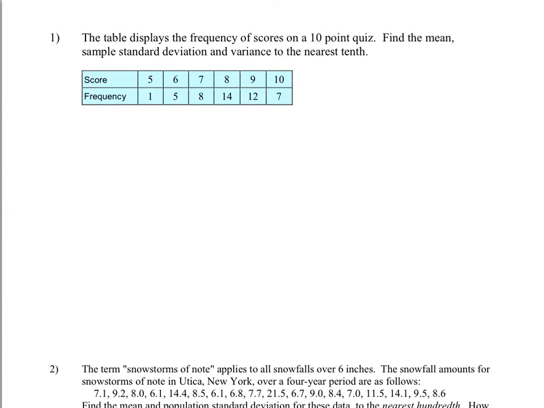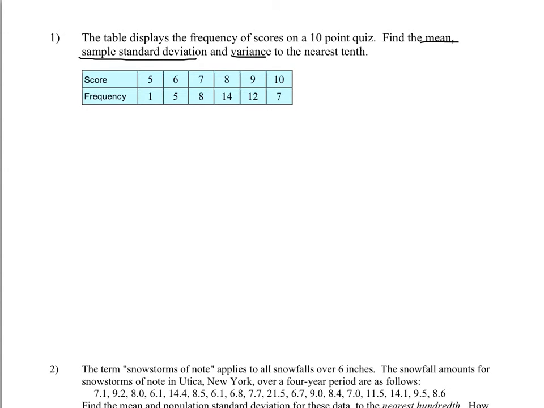Alright, very good. So, let's start off with this first example. The data displays the frequency of scores on a 10-point quiz. So this quiz is out of 10 points. The frequency is going to represent the number of students that scored that many points. I'm asked to find the mean, the sample standard deviation, and the variance.